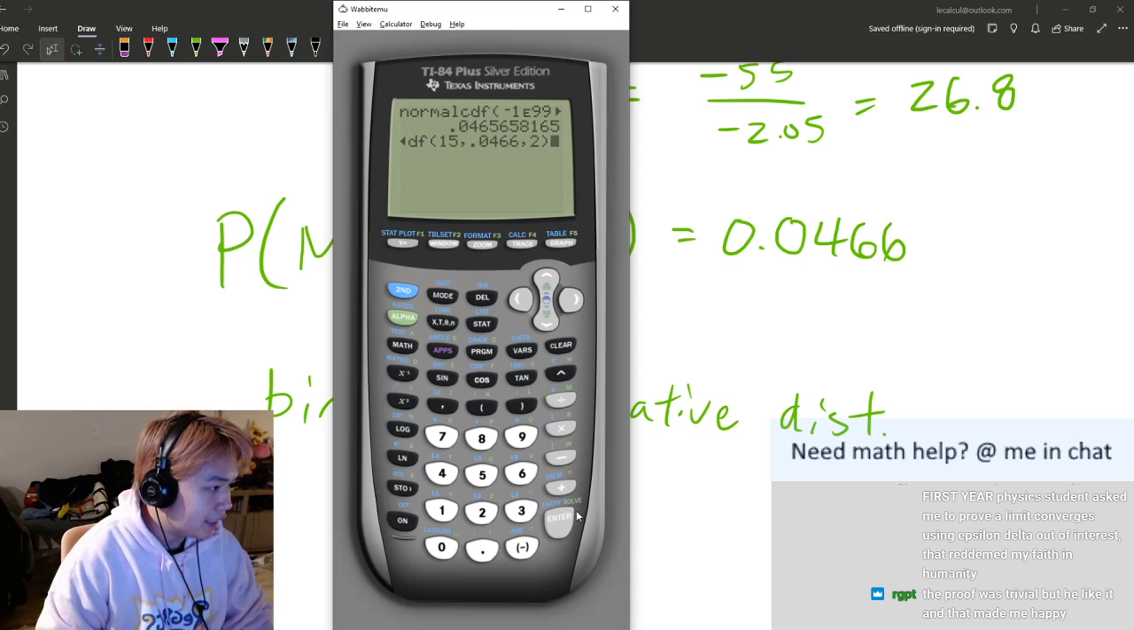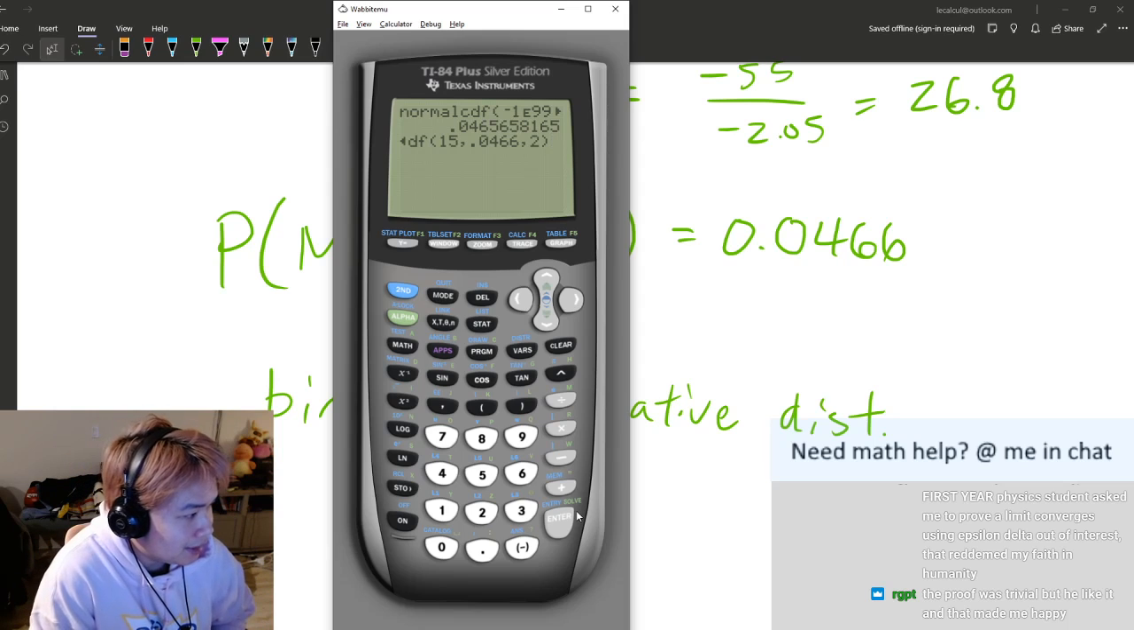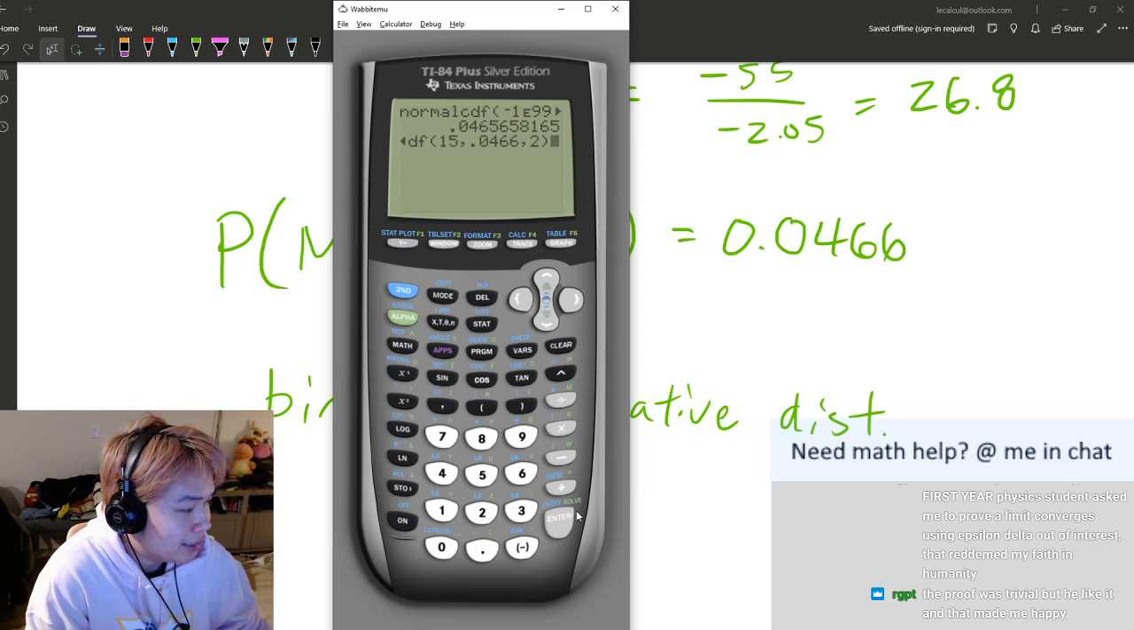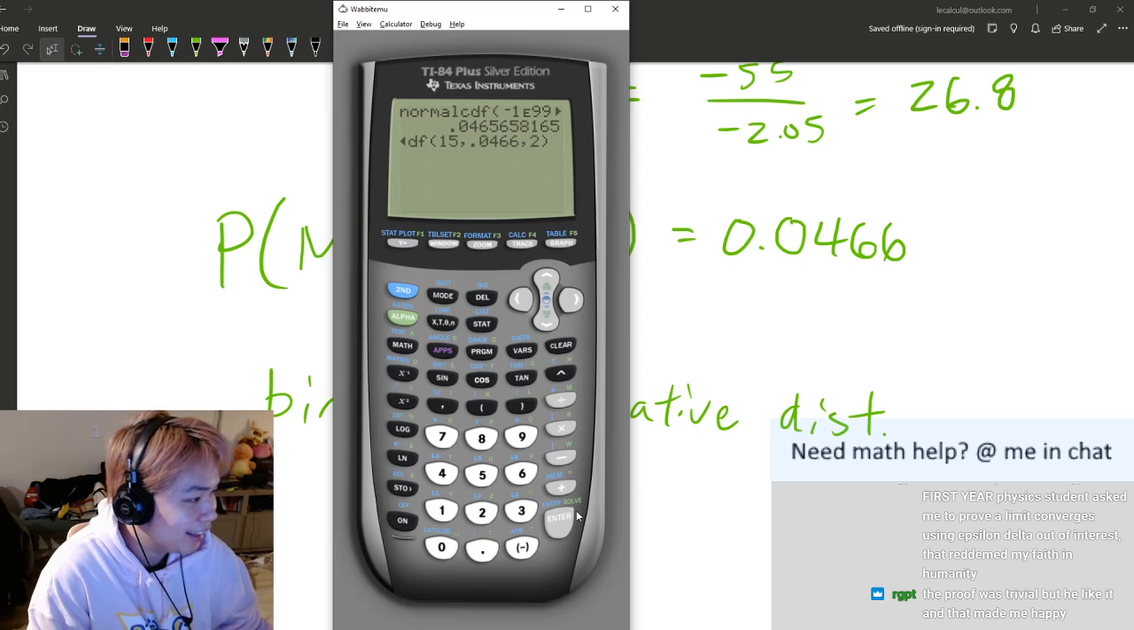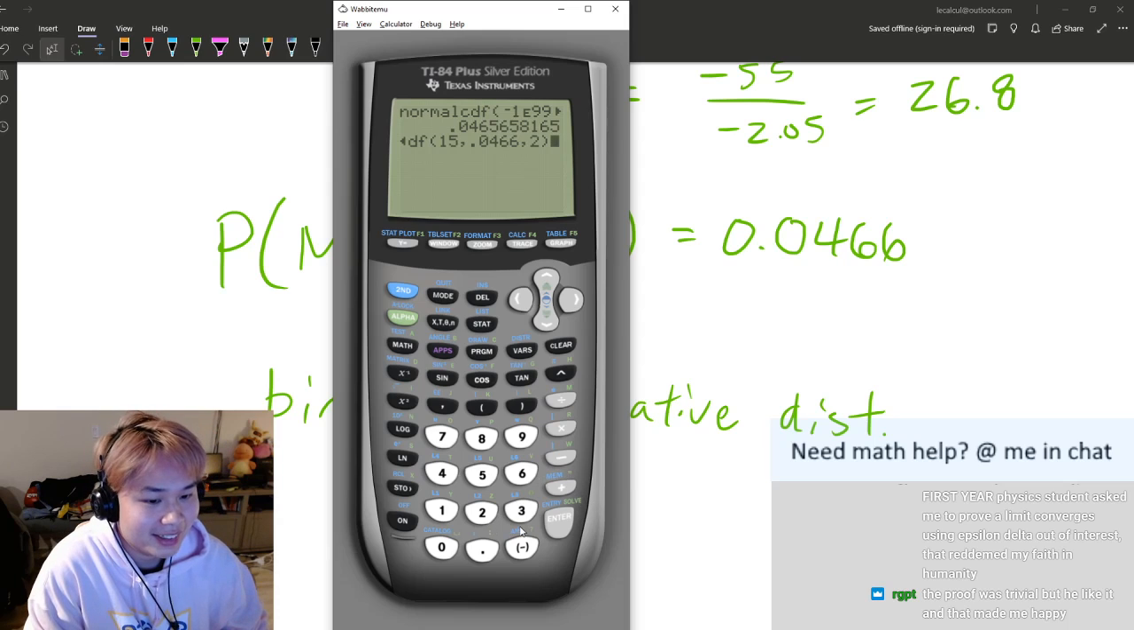Oh, ooh, story time. RGPT says, at the help center today, a first-year physics student asked me to prove a limit converges using epsilon delta out of interest, and that redeemed my faith in humanity. Wow. Very impressive. Good job.